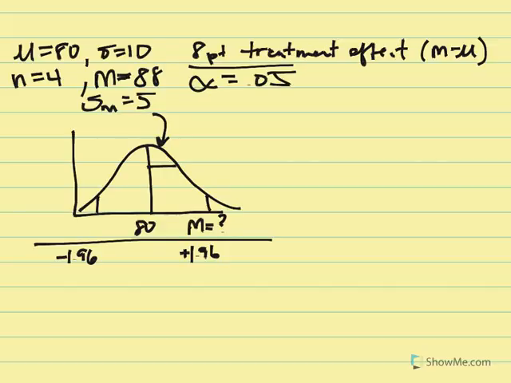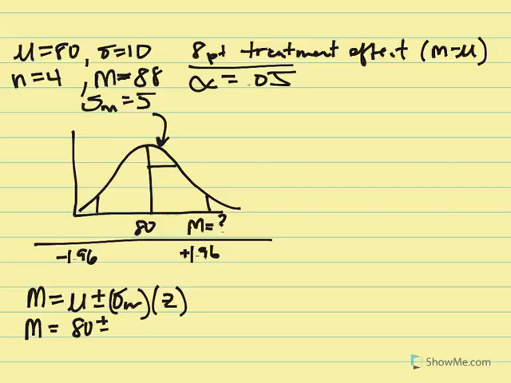So just as we did in the previous example, the first step would be to solve for M. Our equation is M is equal to mu plus or minus our standard error multiplied by our z value. We'll replace variables. M is equal to 80 plus or minus our standard error equal to 5 multiplied by, we're going to use the positive version again because we're anticipating an increase. So M is equal to, in our calculators, 5 times 1.96 added to 80 should give us a sample mean equal to 89.8.